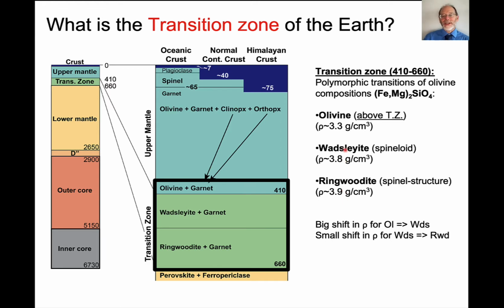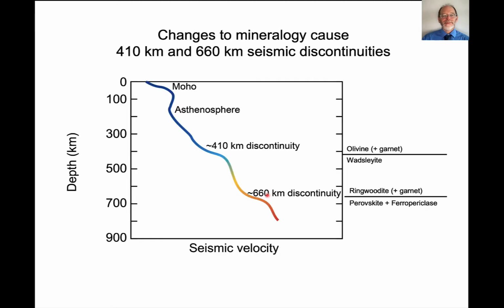So let's think about this. If there's a big change in density, what also is going to change across that boundary? And you might think, well, seismic velocity is going to increase. Not so much because density increases, but because the physical properties of the minerals are also changing in concert with that. And that's what gives rise to this 410-kilometer seismic discontinuity.